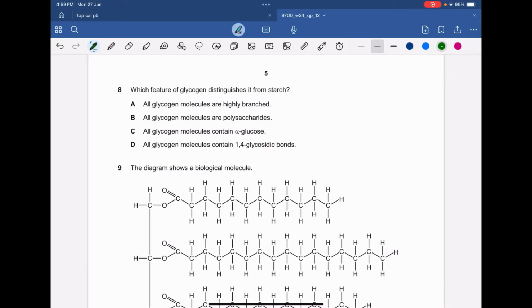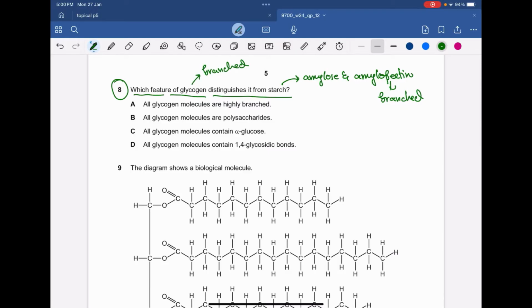Alright, so now let's look at question number 8. Question number 8 says, which feature of glycogen distinguishes it from starch? Basically, starch is made up of amylose and amylopectin. And amylopectin is a branched structure, right? Amylopectin is a branched structure just like glycogen is a branched structure.